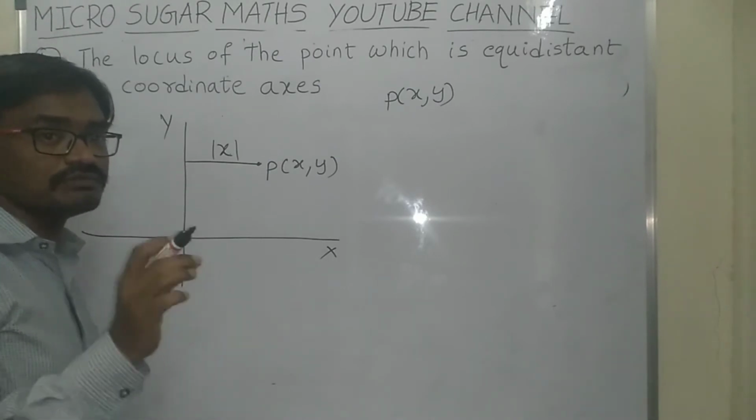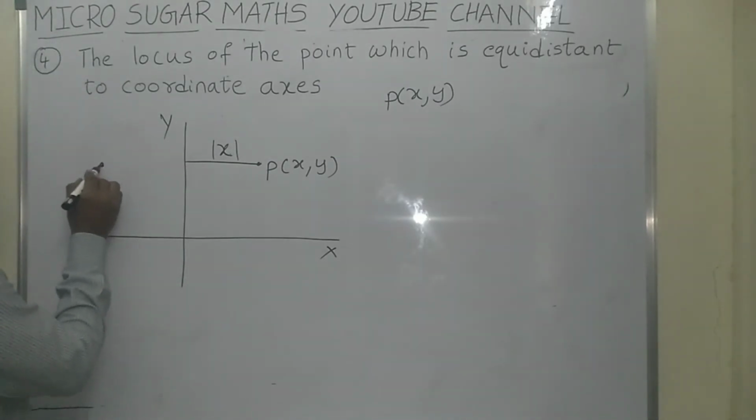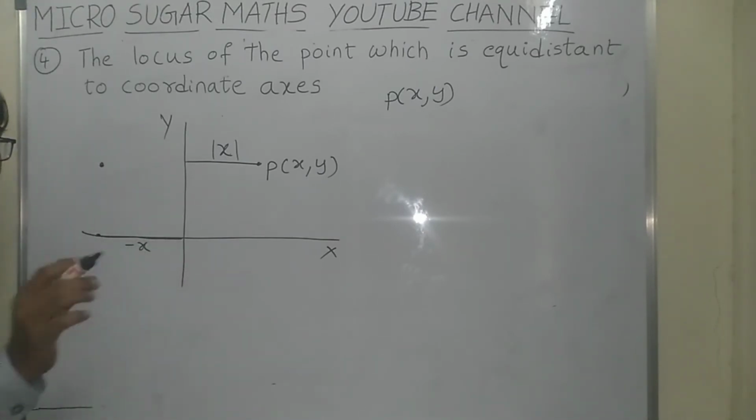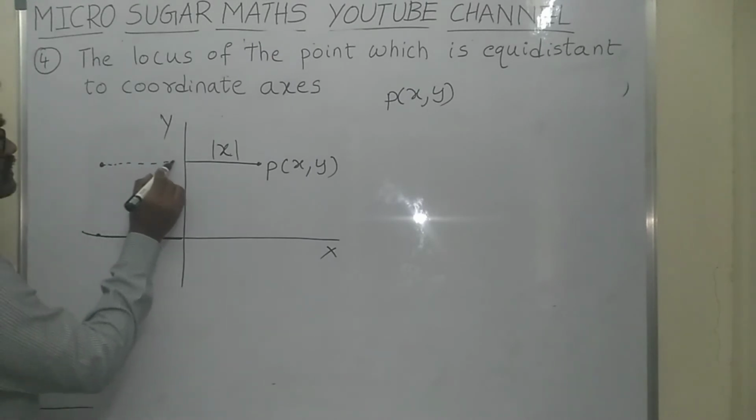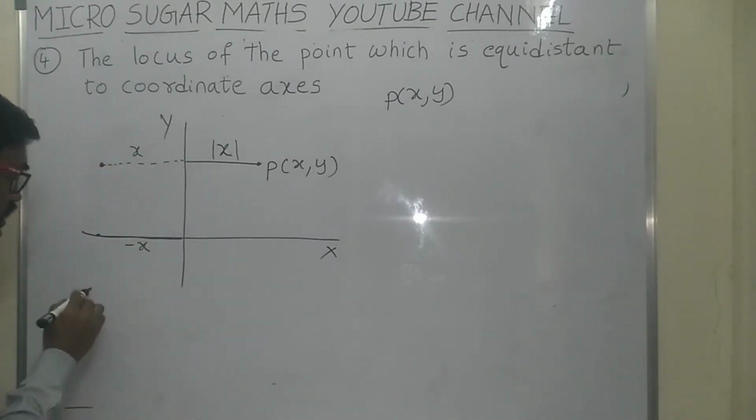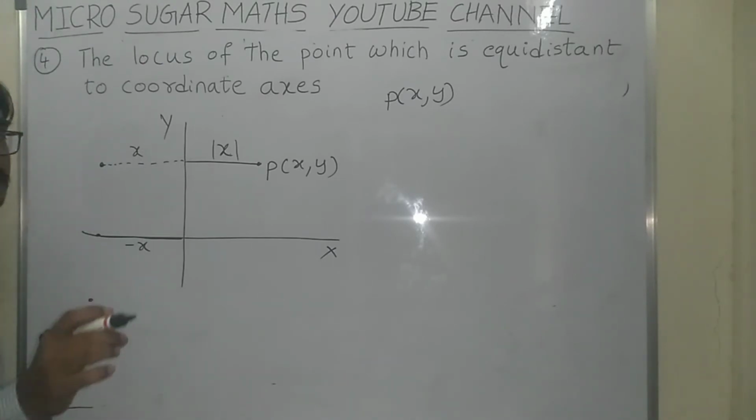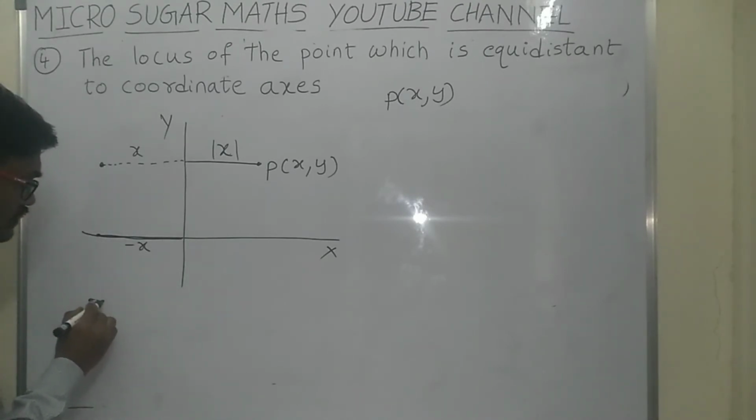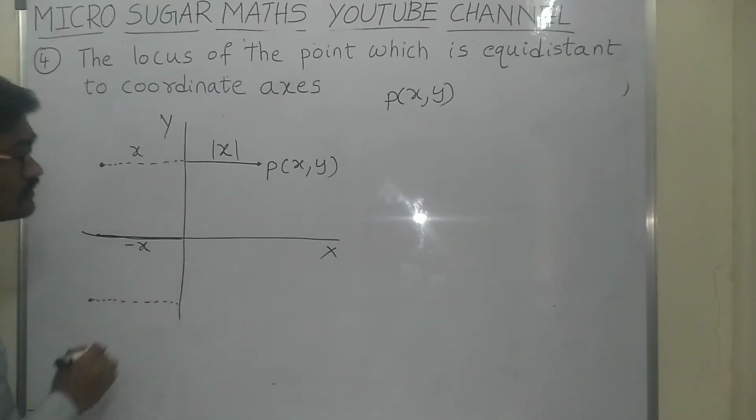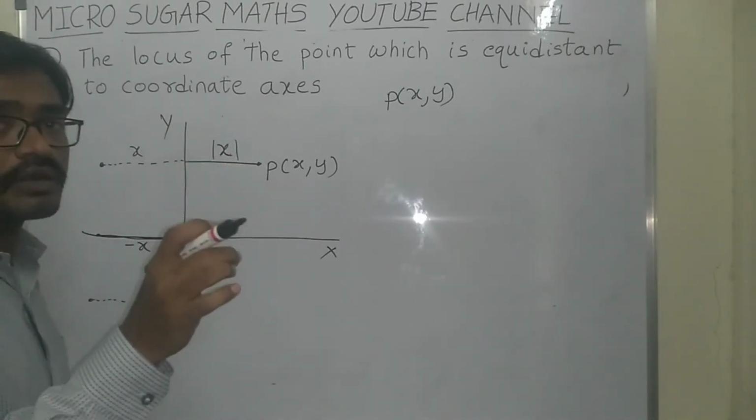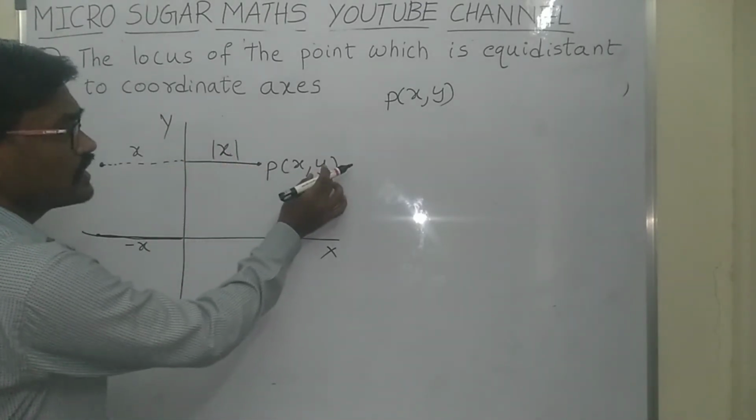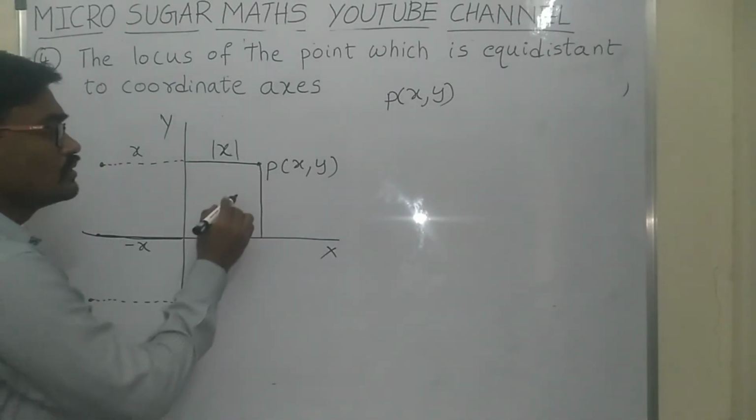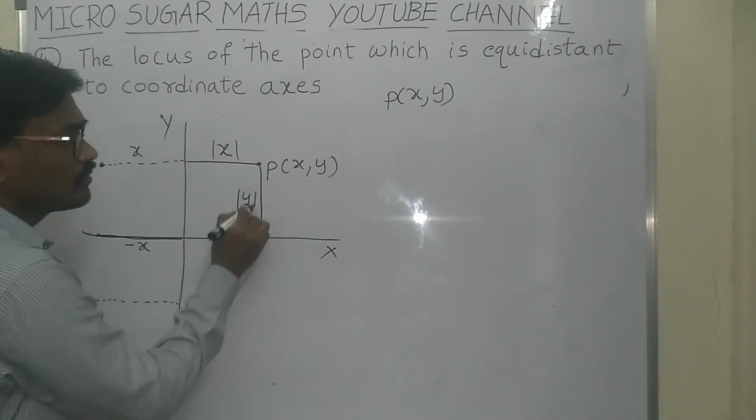Why students? If this point P lies in the second quadrant, then your abscissa is negative, but we should take this distance as positive. Similarly, if the point P lies in the third quadrant, here also the abscissa is negative, but this distance is positive. That's why here we have to take modulus. Next students, what is y? Ordinate. Therefore, this distance is equal to y, but we should take mod y.